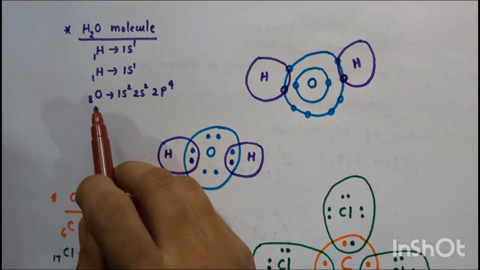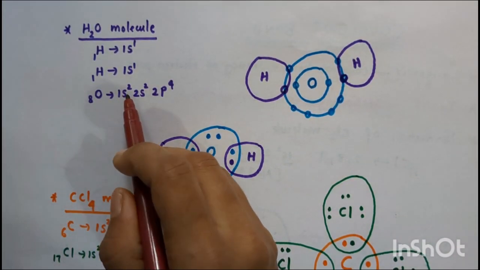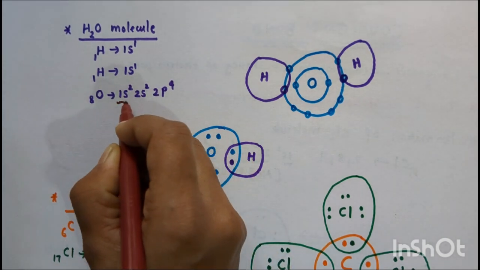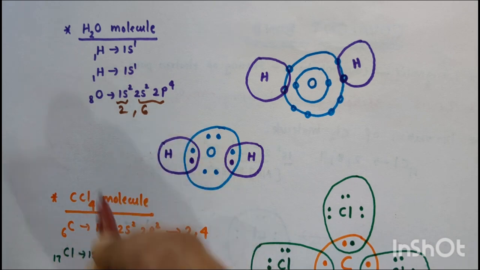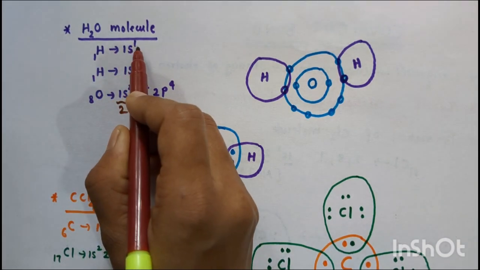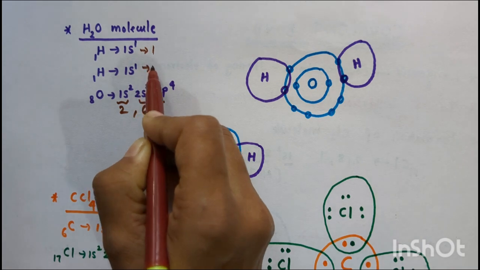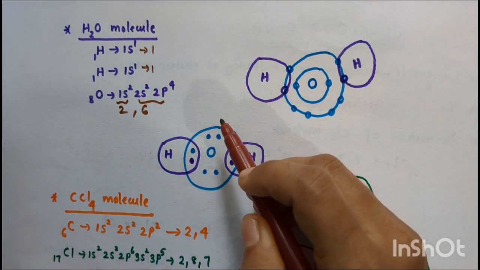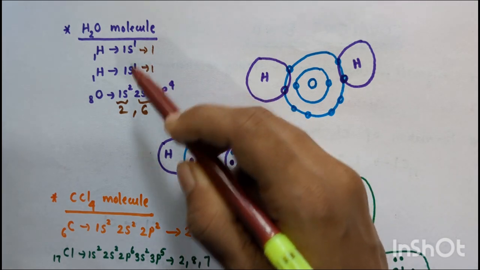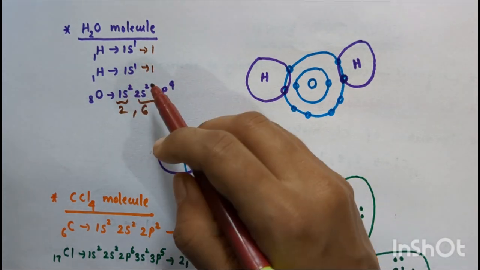For a single oxygen atom, its atomic number is 8. So the electronic configuration is 1s2, 2s2, 2p4. So this is like 2, 6. Now, the hydrogen atom has only one electron in its outer shell, so it is unstable. It has a tendency to gain one more electron to achieve helium configuration.